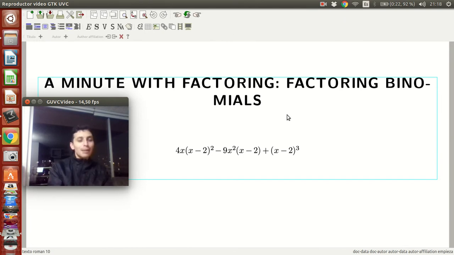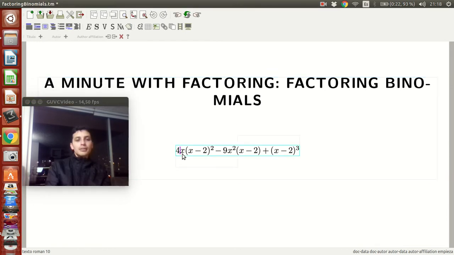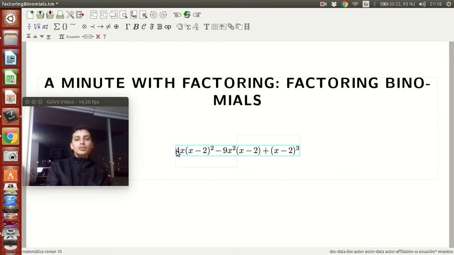Welcome. This is a minute with factoring, and today we're going to check how to factor binomials. This is the example that we're going to use. Something very important that you should take into account is that a binomial could be a factor in a term. So, for example, here we have three terms, and we're going to factor using these three terms.